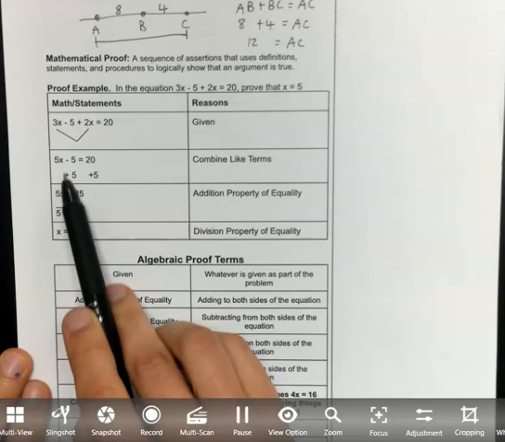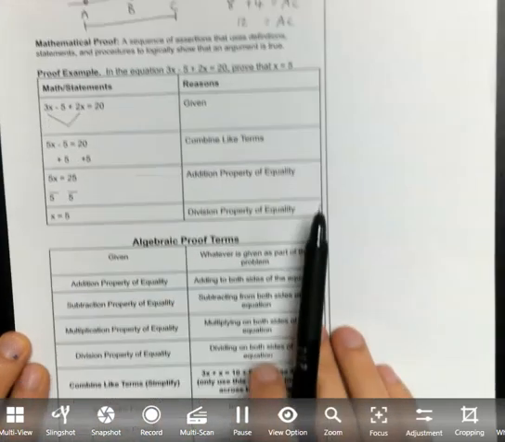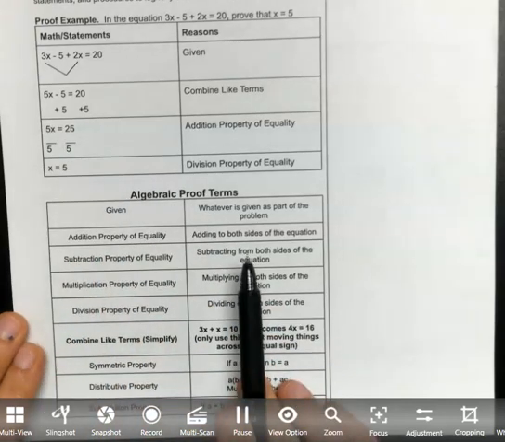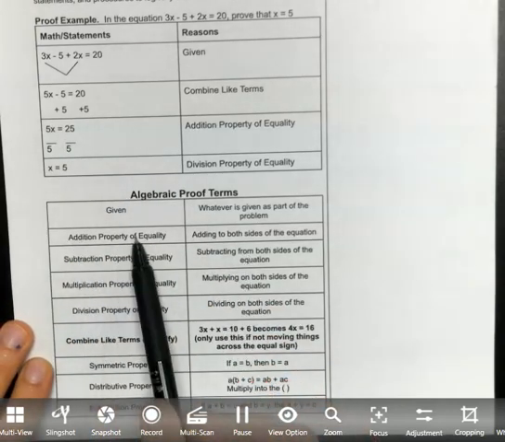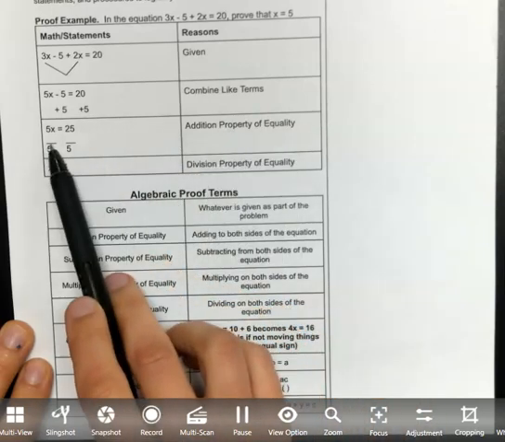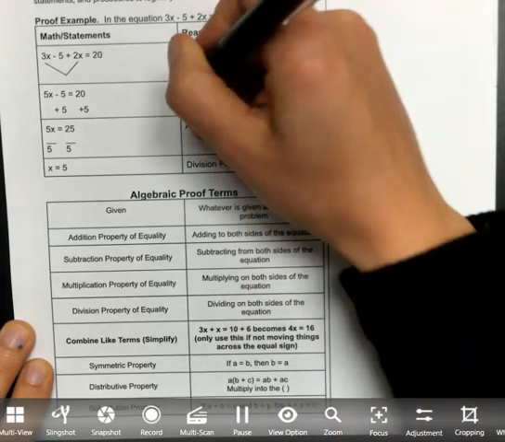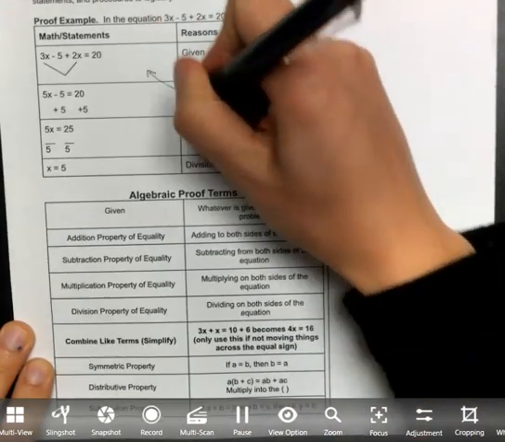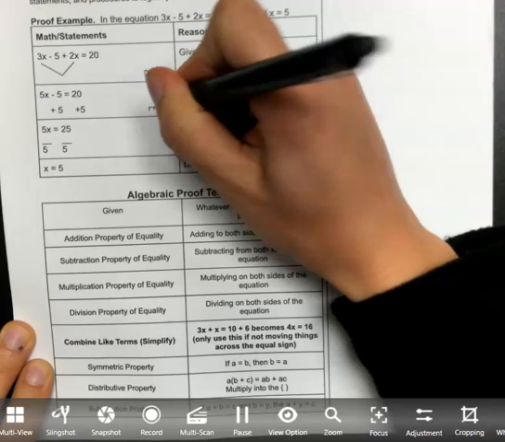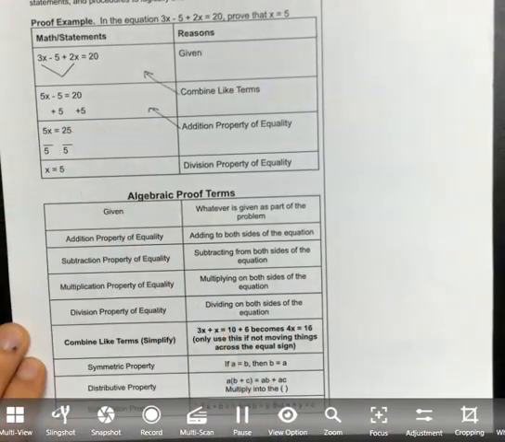Next, to solve this, you would want to move this 5 to the other side. To move it, you would add 5 to both sides. What did I do? Well, add 5 to both sides. That is my addition property of equality. So over here, my reason for how I got from here to here is addition property of equality. Notice that each one of these reasons is talking about the step you took right here to get to this next step over here.